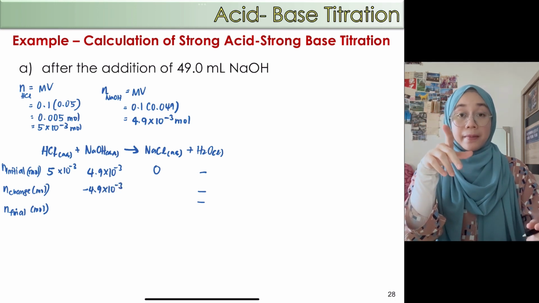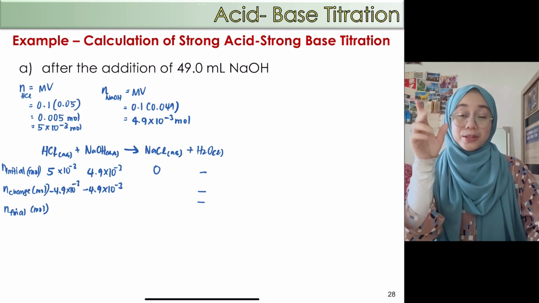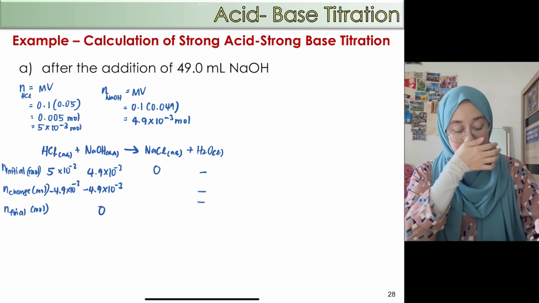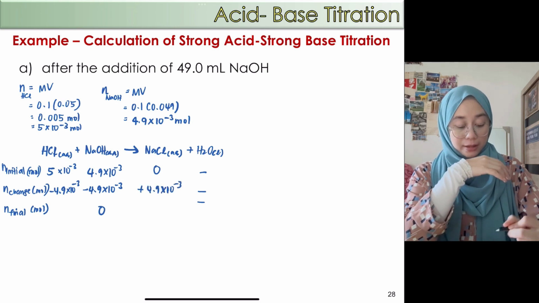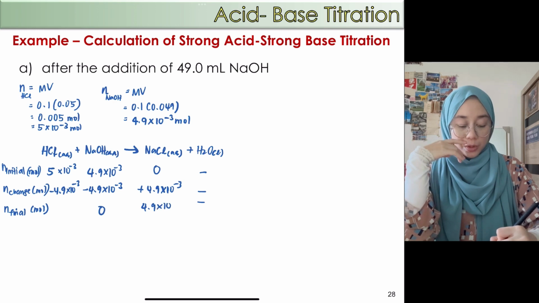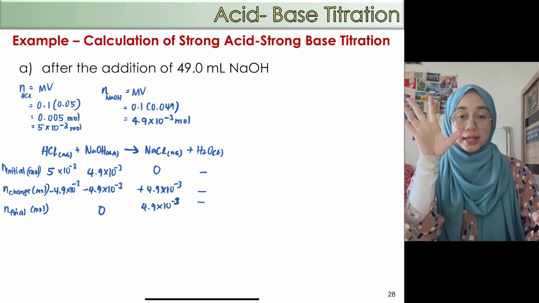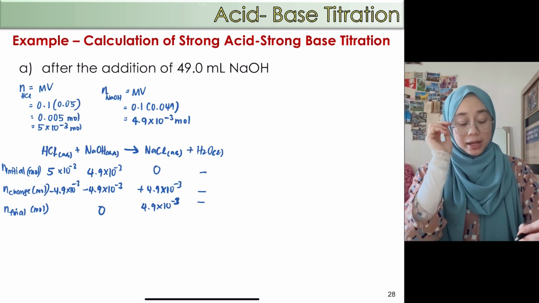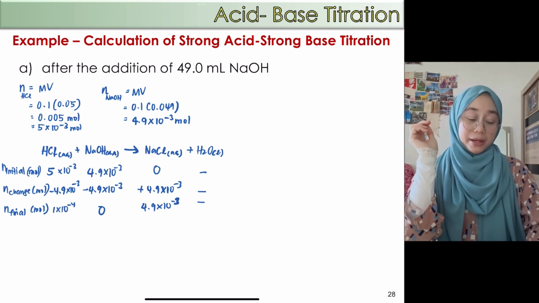Tapi what about HCl? HCl yang akan diguna pakai is only 4.9 exponent negative 3 juga. Bermaksud HCl akan ada baki, tapi what happened to NaOH? NaOH tak ada baki. So NaOH baki dia adalah 0. Meanwhile NaCl pula 4.9 exponent negative 3. Okay, tapi untuk NaCl kita tak payah peduli sangat lah sebenarnya, sebab fokus kita lebih kepada acid dengan base tu. Meanwhile kita punya HCl pula baki dia adalah apa kelas? 1 exponent negative 4 mol.